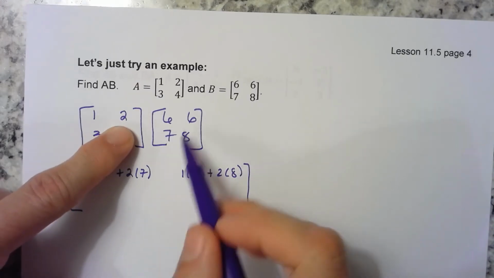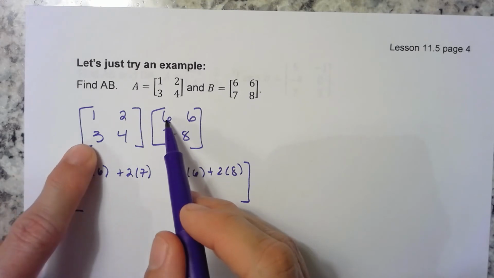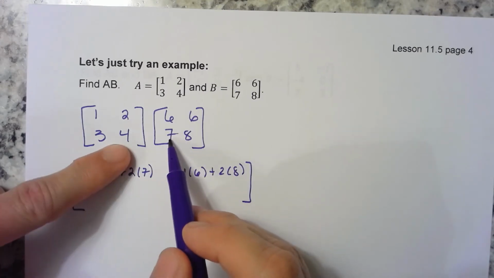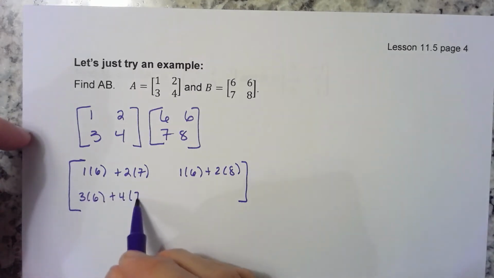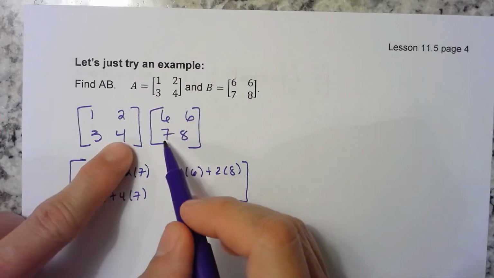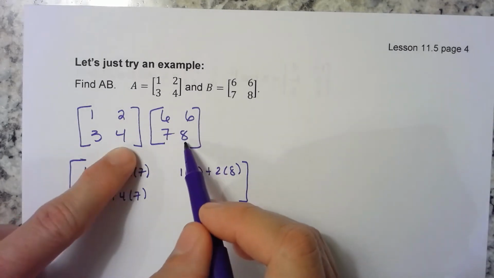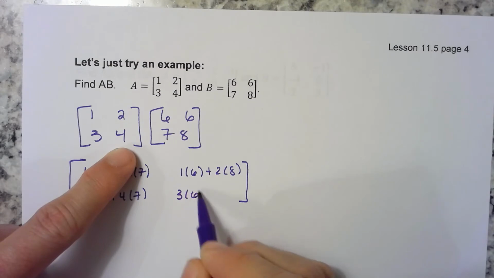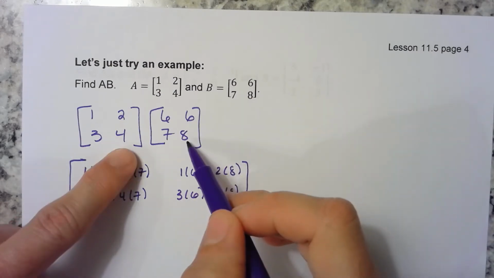We finished both columns. Move to the next row. We have 3 times 6, 4 times 7. Now we move to the next column. 3 times 6, 4 times 8.